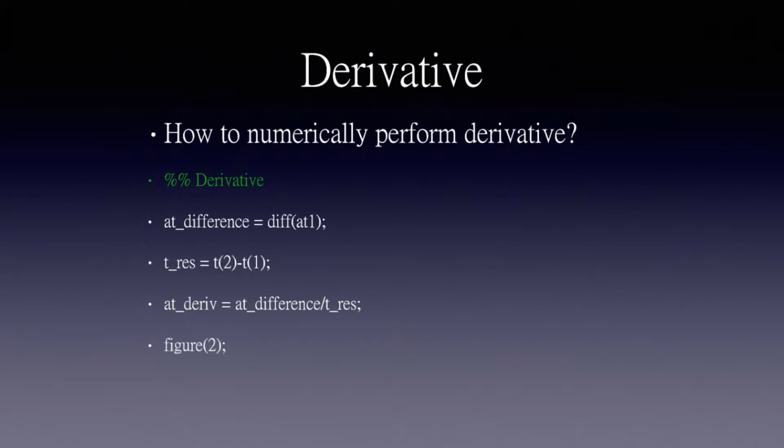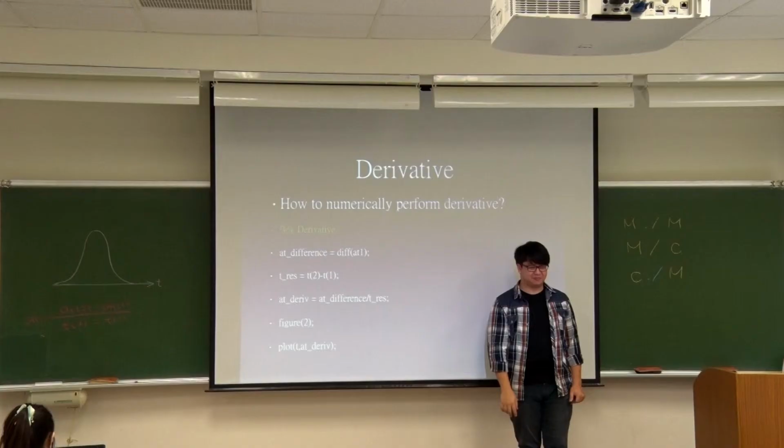Then let's graph it. Since we've already used figure 1, right? We plotted a figure before this. You should start by putting figure 2 so that your program will know to put the next figure in figure 2. And then we plot T, AT, underline DERIV, derivative. And you should encounter another error when you run it. Go to your command window and see what happened. When you are plotting, the two inputs must have the same length, right? So what's wrong?